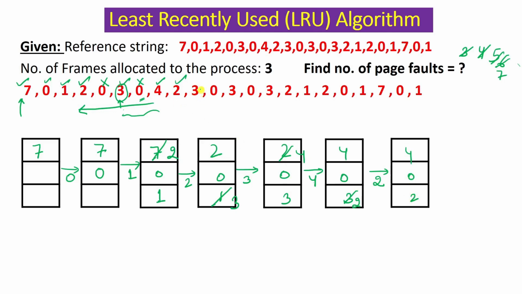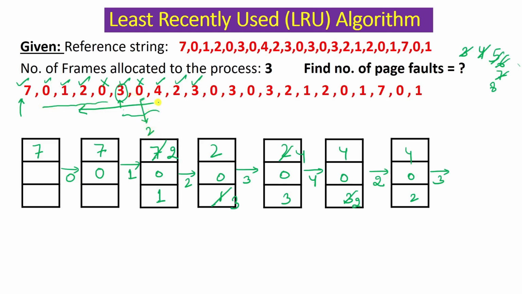Now let's come to 3. 3 is not here, so 3 gives me a page fault. Now which page should I replace out of 402? You can see 2 is used here, 4 is used here, and then 0 is used here. So these earlier ones will have lesser time, and this one will have the more recent time.